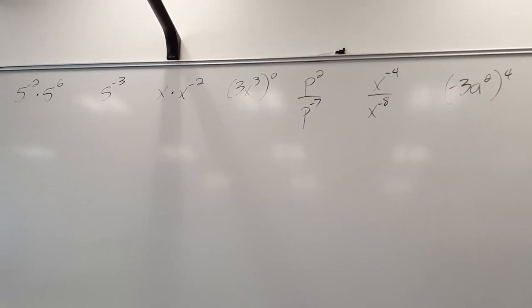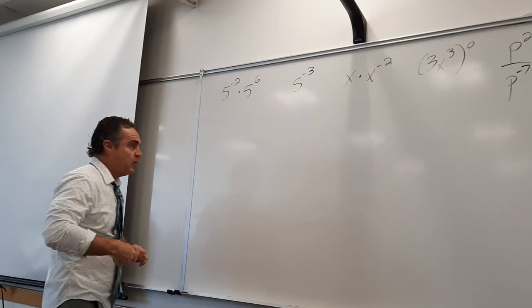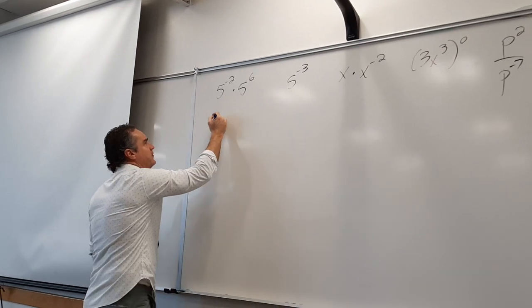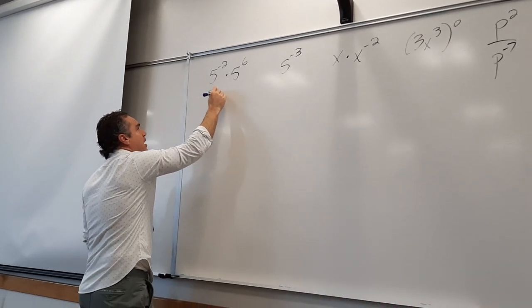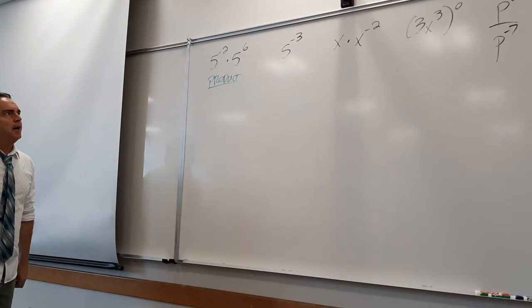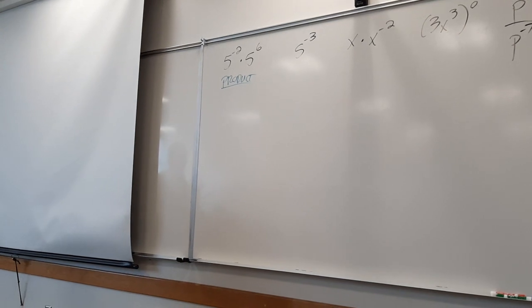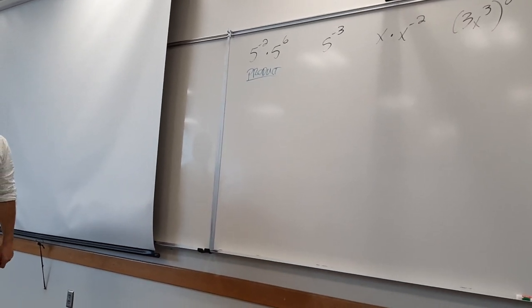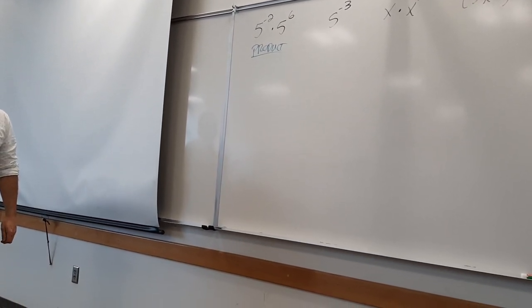Got this. Don't get any wrong. So 5 to the negative 2 times 5 to the 6, this is the product rule. Okay, that's the one that you should have identified. If you chose to use the negative exponent rule and bring that to the bottom first, you could have done it that way, but this is a pretty easy product rule approach.